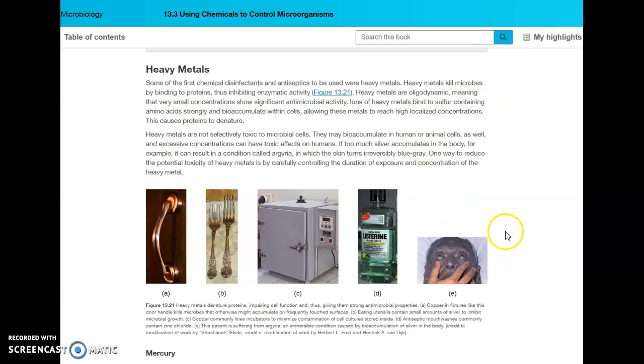There's a picture here in photo E down here, and this person is suffering from argyria, which is when too much silver has accumulated in the body, and it will turn the skin this blue-gray color here, and this is irreversible. Once this condition develops, it can't be undone.